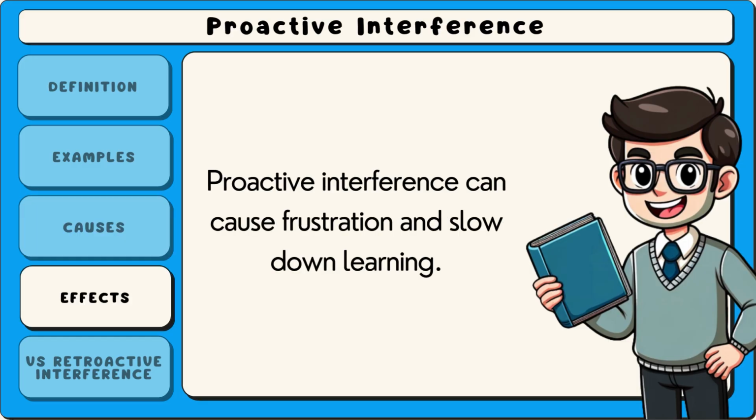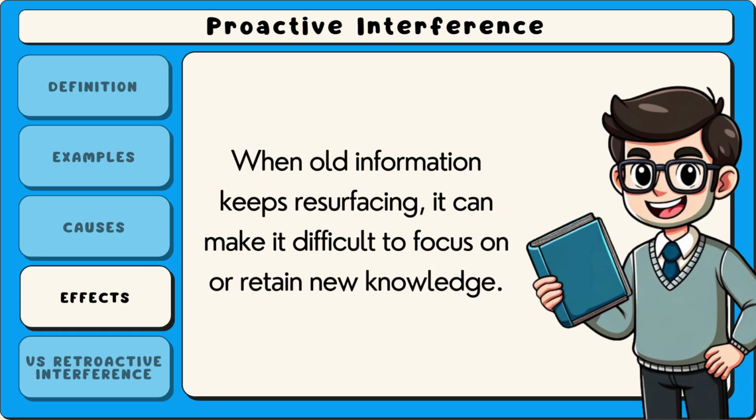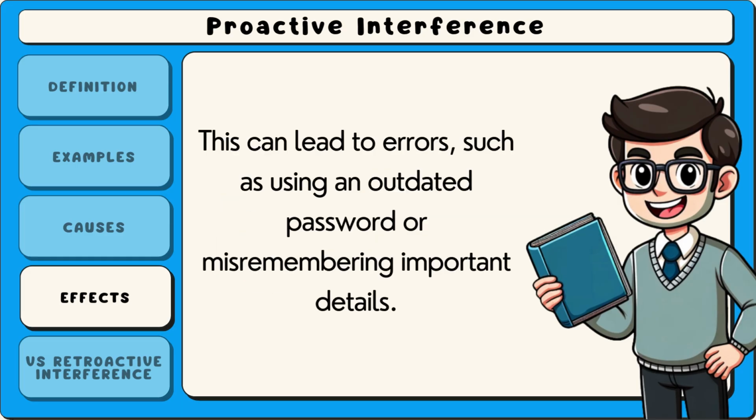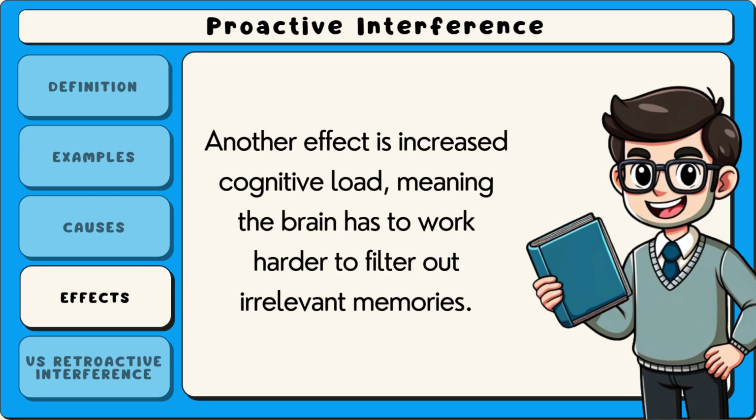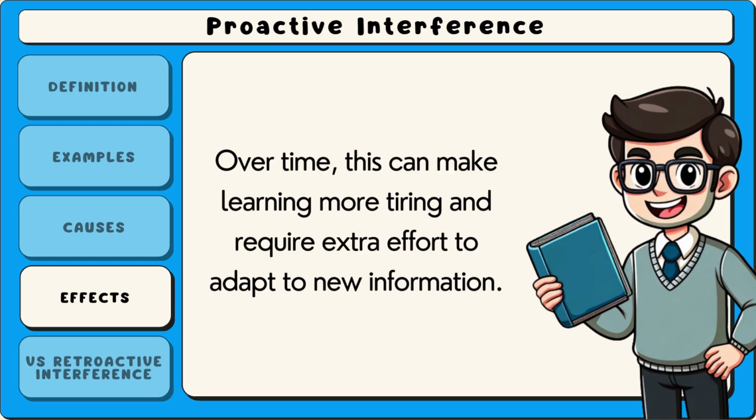Proactive interference can cause frustration and slow down learning. When old information keeps resurfacing, it can make it difficult to focus on or retain new knowledge. This can lead to errors, such as using an outdated password or misremembering important details. Another effect is increased cognitive load, meaning the brain has to work harder to filter out irrelevant memories. Over time, this can make learning more tiring and require extra effort to adapt to new information.